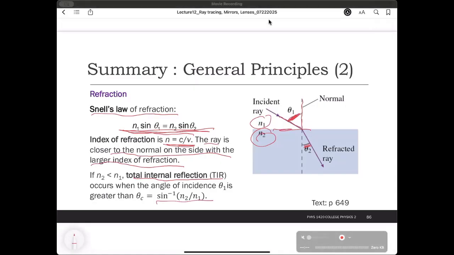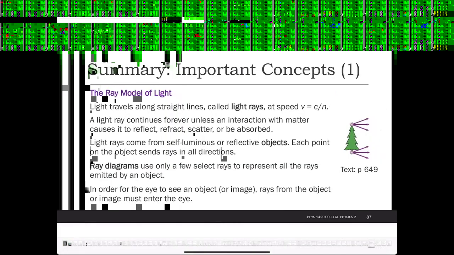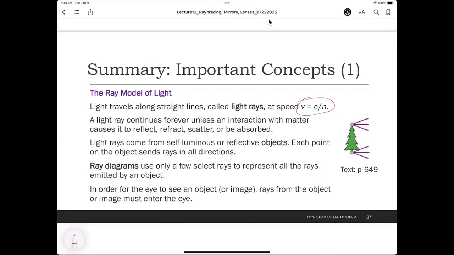Okay, let's continue. There are some important concepts in the ray model of light. The light travels along straight lines called light rays at this speed. And a light ray continues forever unless an interaction with matter causes it to refract, scatter, or be absorbed. The light rays come from self-luminous or reflective objects.